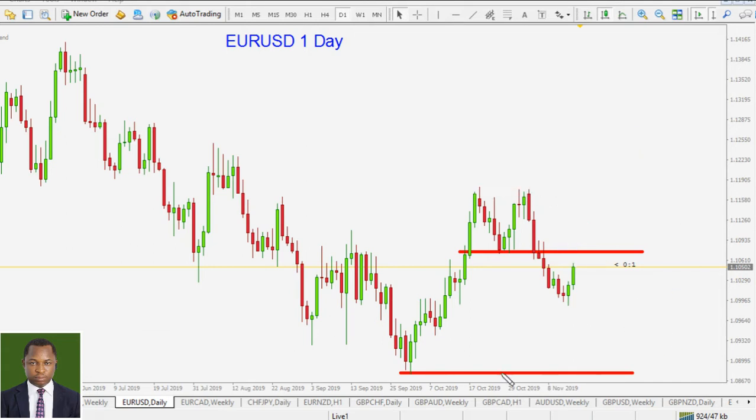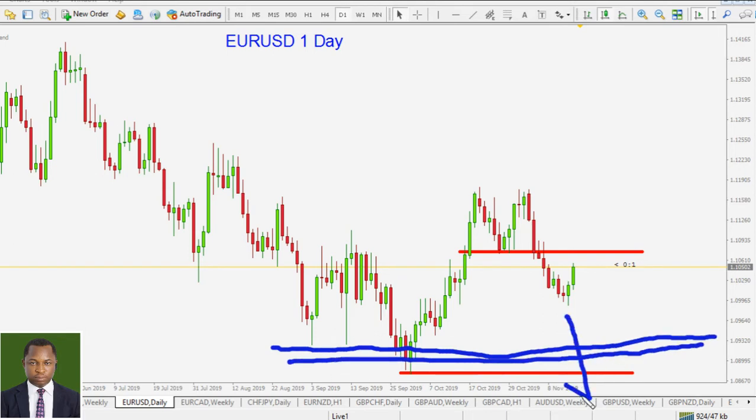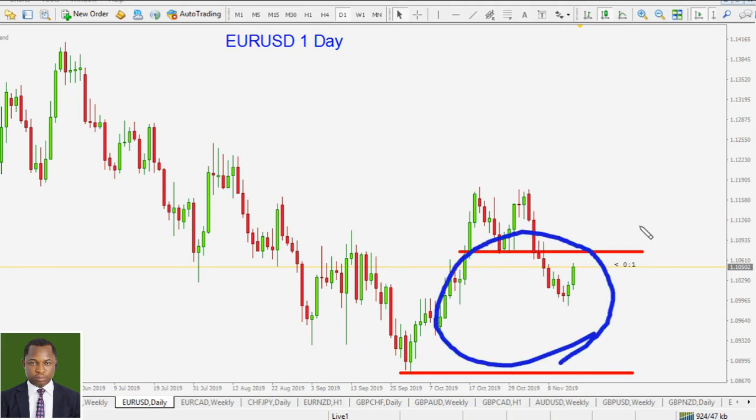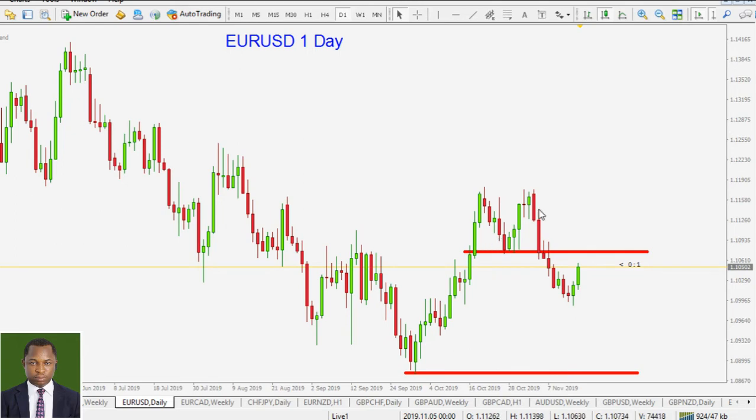You want price to actually kick below that area before you start searching for your short opportunity. So it's quite a tricky area right now, so just keep watching. For me, no trade at this time.